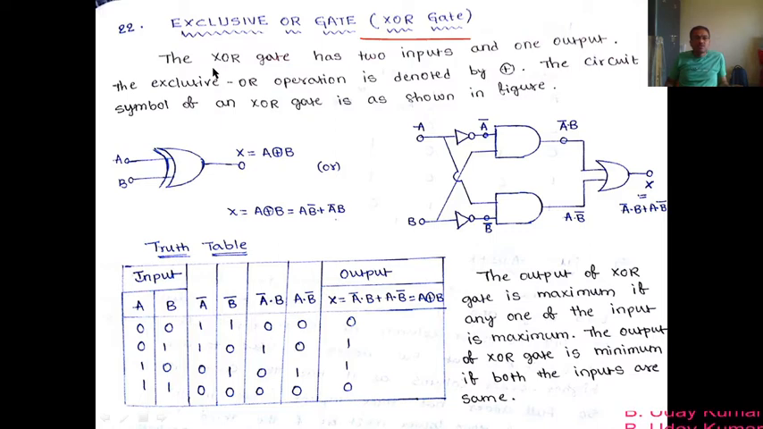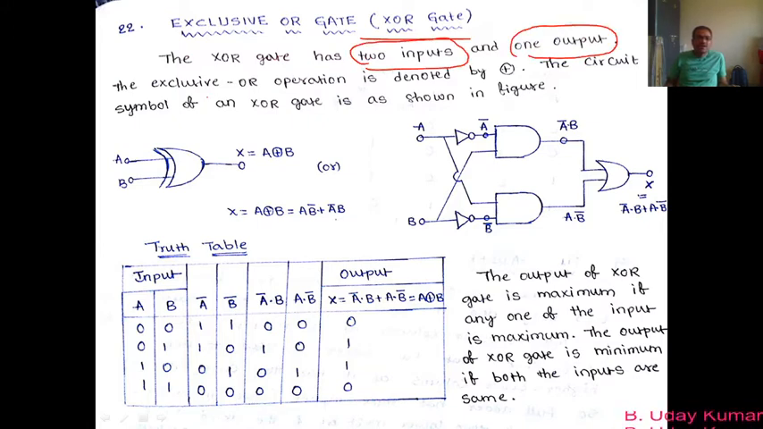This is also called the XOR gate. The XOR gate has two inputs and one output. So this is what you have to understand. Like the basic gates and the NAND and NOR gates, this XOR gate also has two inputs and one output.